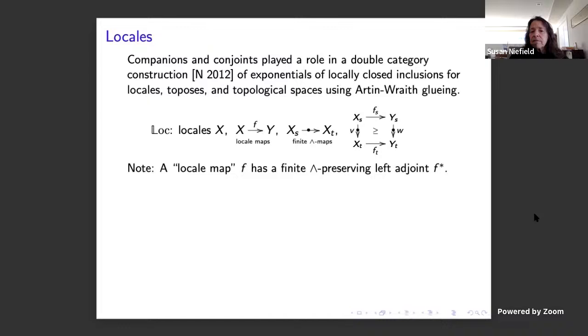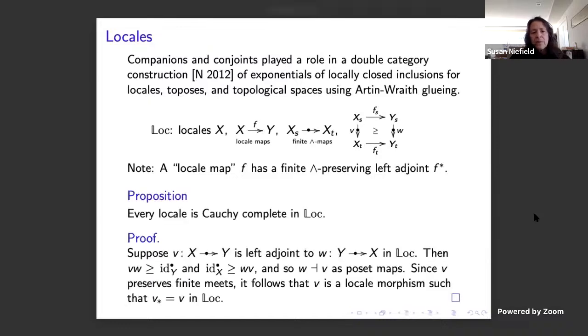And as you'll see in a second, what was considered in topos theory too was this direction. So there's a cell from V to W if F lower star followed by W, followed by F lower star followed by W, is less than or equal to V followed by F sub T lower star. Okay. So the proposition you can prove is: every locale is Cauchy complete in Loc.